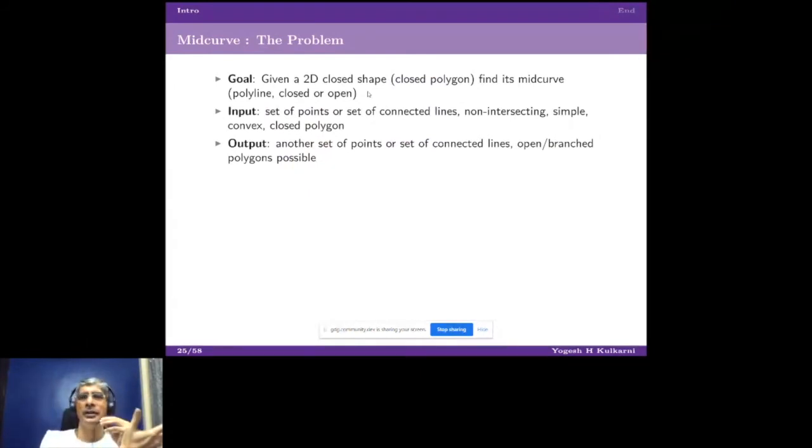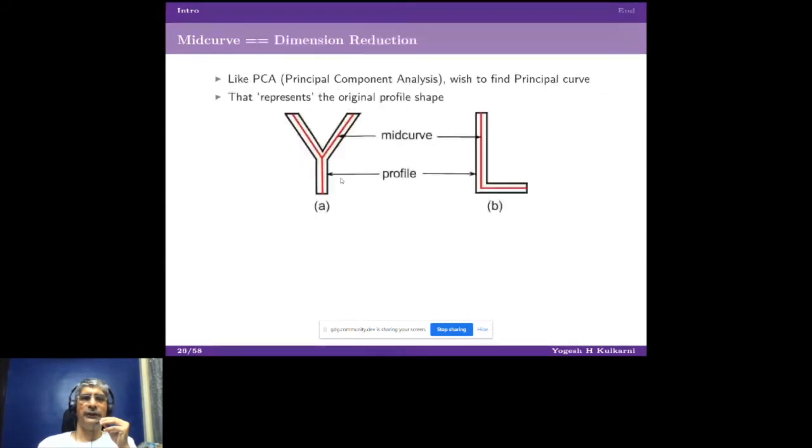So from the original aeroplane design, automobile design, chair design, we have come to a very manageable problem. Still not easily solvable, but manageable. So what is the input here? A set of points, a set of connected lines of the outer shape. It should be non-intersecting and many other things. And the output should be the middle one. I hope the problem is clear now. So given the black shape, can I compute the red shape?